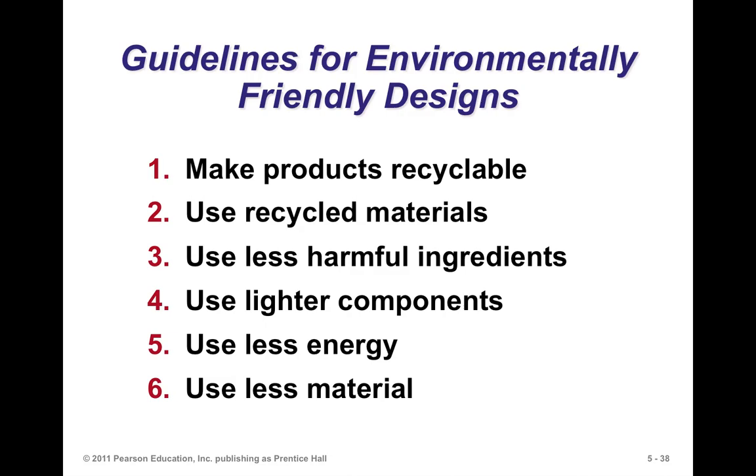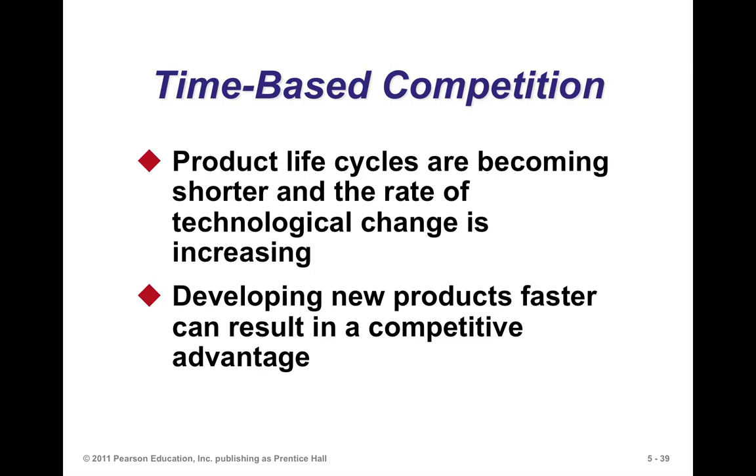So in terms of making your products, make them recyclable, use recycled materials where possible, make sure that your ingredients are not harmful to the environment or to people, use lighter components because then you require less energy when you're transporting them, and then of course use less energy where possible to manufacture, and if you could also reduce the materials. You've all heard of the 3 R's: reduce, recycle, and reuse. And so you could apply those 3 R's in the context of environmental design or design for the environment.